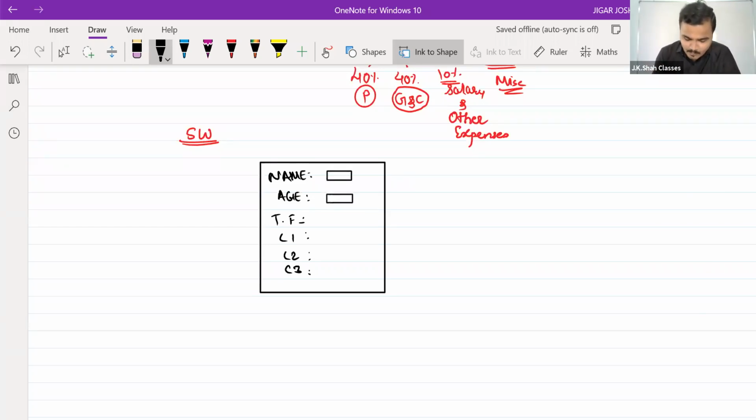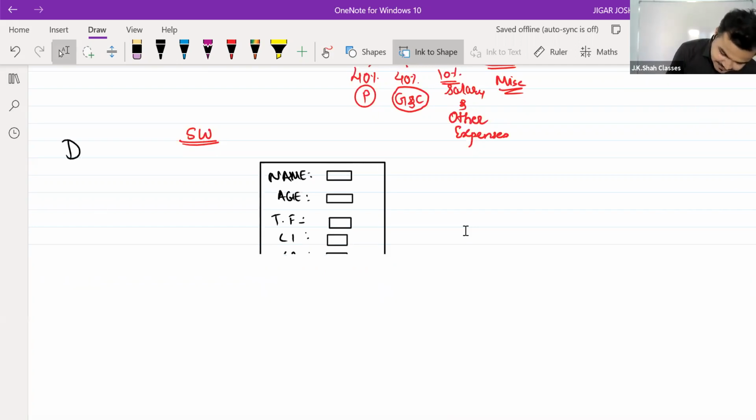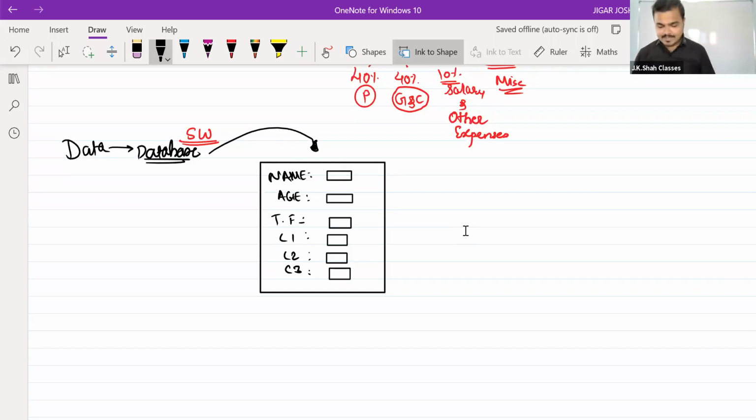So I'm just putting the marks over here like a system of boxes. Now, what will happen over here? Whenever any customer takes a ticket, this data will be collected into the database, and this database will be given in the software. Understood? So where is this database running?